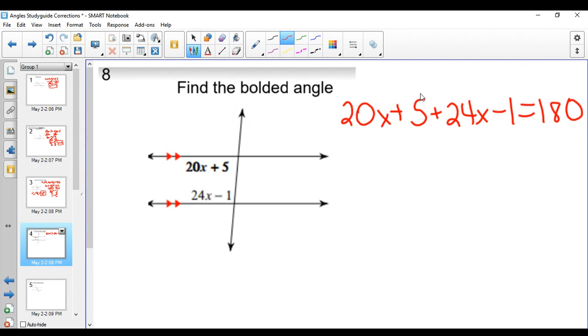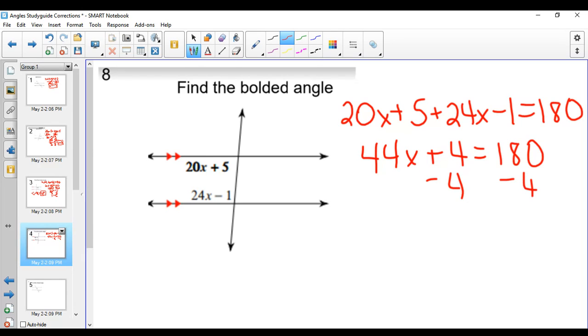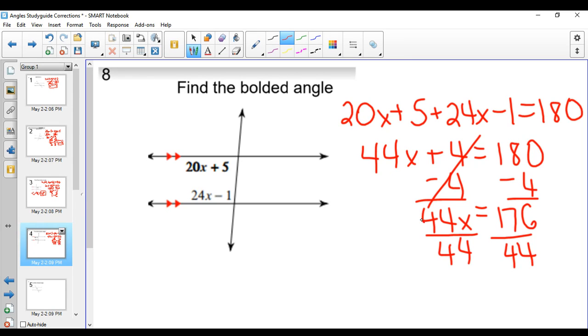I can combine my x terms here. 20x plus 24x gives us 44x. Then positive 5 minus 1 gives us positive 4. Okay, now I can go ahead and start solving. Subtract 4 from both sides. Those are going to cancel. And then on the right side, we have 176. Divide both sides by 44. And we get x equals 4.